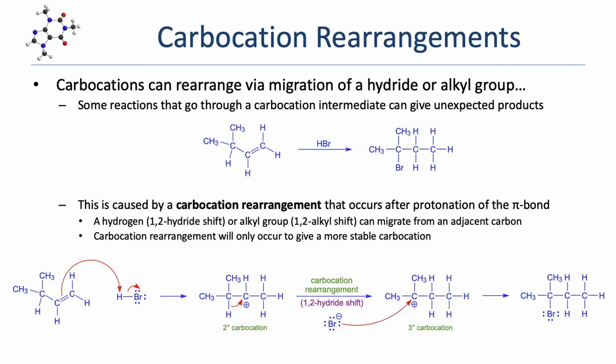The hydrogen atom on that adjacent carbon migrates onto the existing carbocation in a process called a 1,2 hydride shift. A hydride is simply a hydrogen with a pair of electrons. And when that hydrogen moves with that bonding pair of electrons, a hydride shift occurs. It's referred to as 1,2 because it's occurring between adjacent atoms.